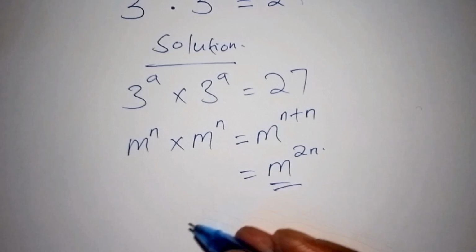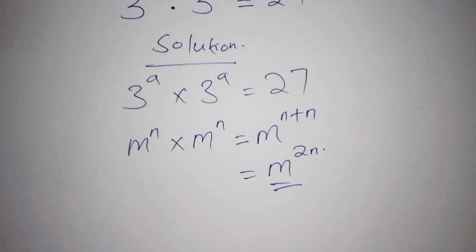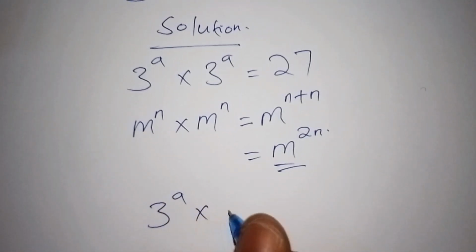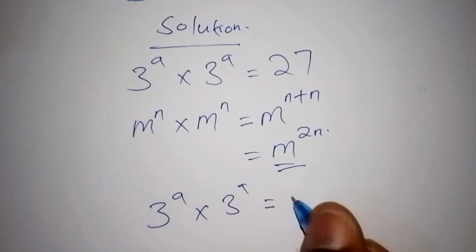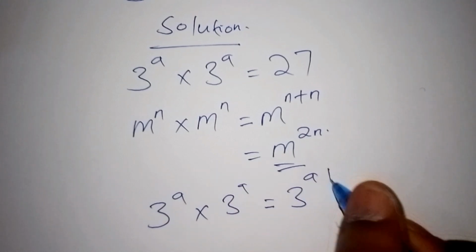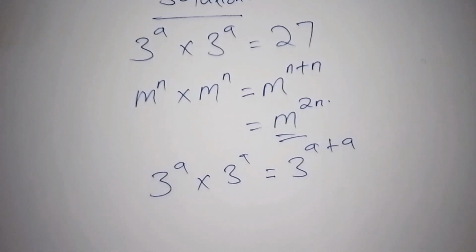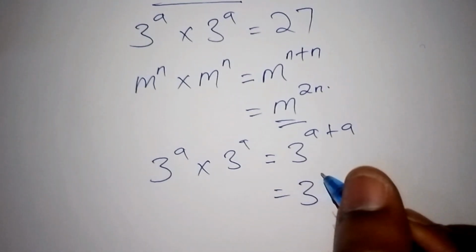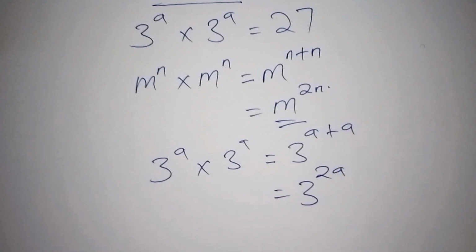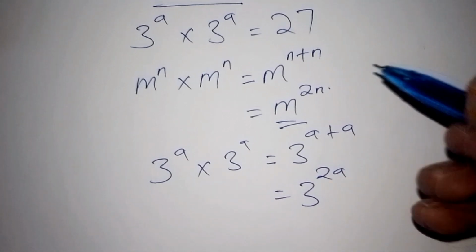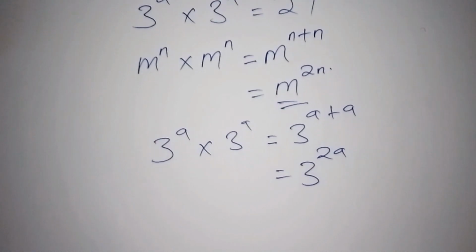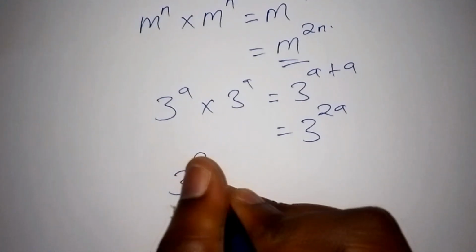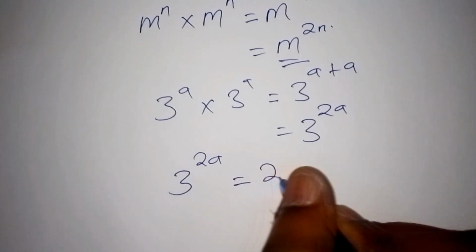So when we have 3 to the power of a multiplied by 3 to the power of a, we shall have 3 to the power of a plus a. Our value for a plus a becomes 2a, so our answer is 3 to the power of 2a. That simply means that 3 to the power of 2a is equivalent to 27. Let's rewrite it: 3 to the power of 2a is equal to 27.